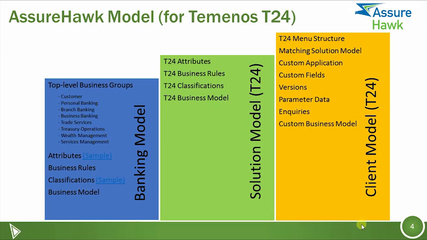Now the domain or banking model has the various banking groups identified, whether personal banking, business banking, treasury operations, or wealth management. Similarly, certain components which are horizontal have also been incorporated, whether the customer or the trade services component. Similarly, the systems part, which runs horizontally, has been classified into the services management group.